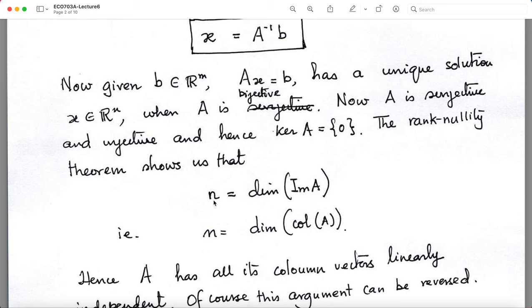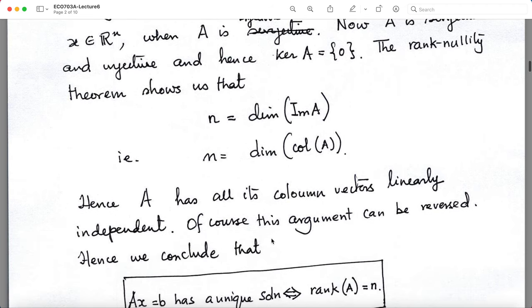The nullity of A is 0 here. So n is equal to the dimension of the image of A, which is the same as the dimension of the column space of A. Or briefly put, A has all its column vectors linearly independent, so A is a full rank matrix, which means all the n rows are also linearly independent.